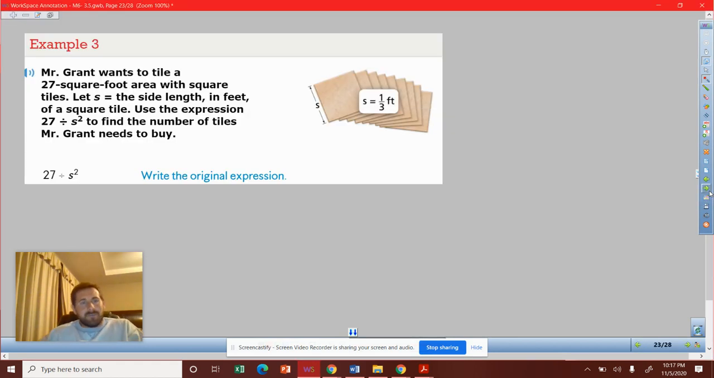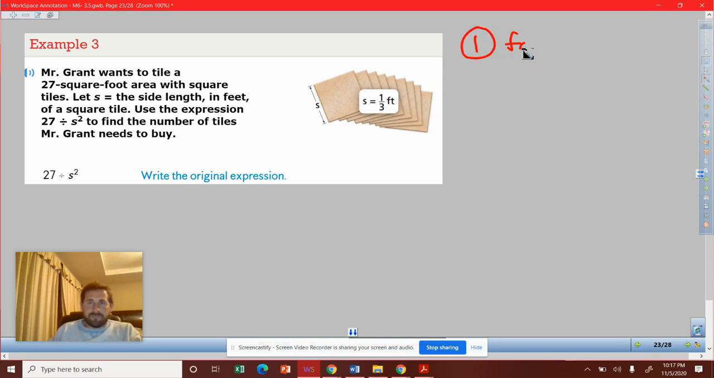Okay, Mr. Grant wants to tile a 27 square foot area with square tiles. Let S be the side length in feet of a square tile. Use the expression 27 divided by S squared to find the number of tiles Mr. Grant needs to buy. So we have to look at this drawing over here. What are they telling you S is? It's 1/3.